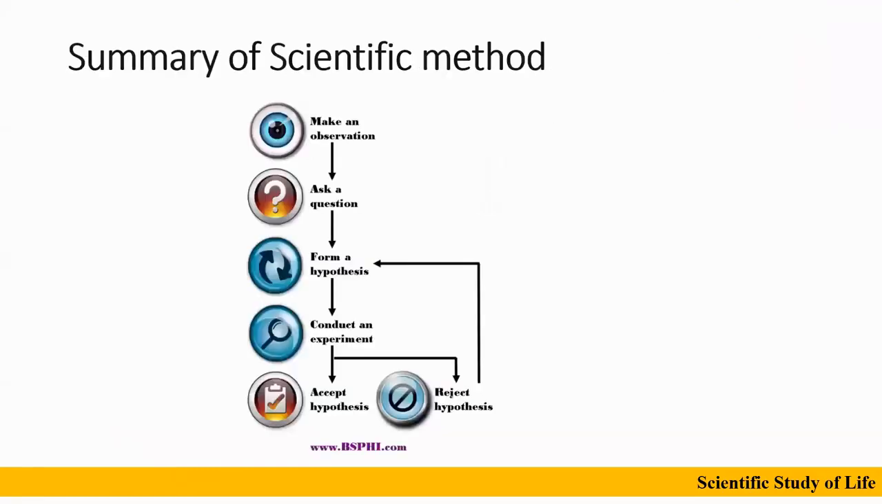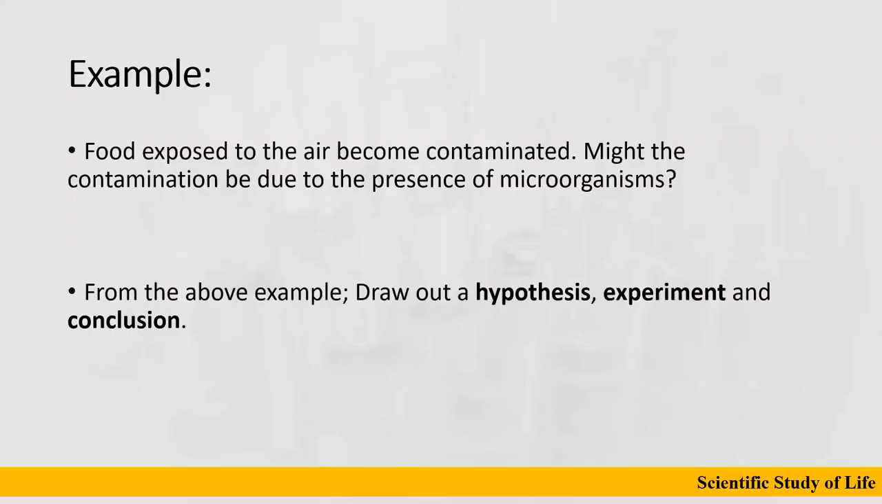A summary of the scientific method is what is drawn here. Make an observation, ask a question, form a hypothesis. Then you experiment, and based on the results, you either reject or accept the hypothesis as your conclusion. Let's take this example.